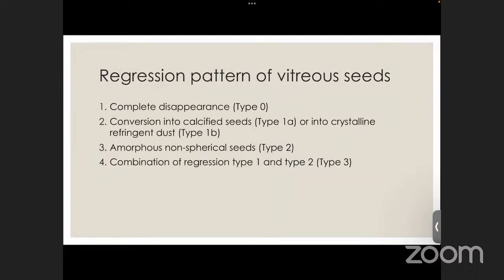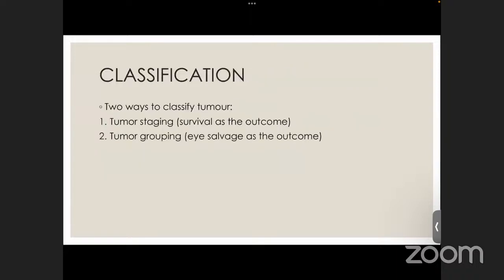After treatment, these vitreous seeds regress, and there is a pattern of regression which has a classification. Type 0 is when the vitreous seed completely disappears. When it converts into calcified seeds, it is known as type 1A. If it converts into crystalline refringent dust, that is type 1B. If it converts into amorphous non-spherical seeds, that is type 2. And if they have a combination of these seeds, that is type 3.